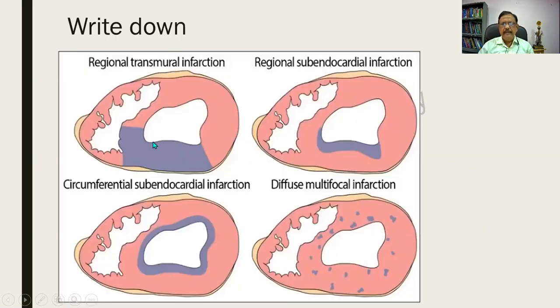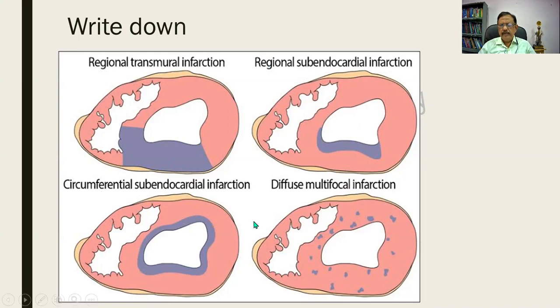So the types that I had mentioned, again I am showing you. You find that it is involving the entire thickness, called a transmural infarct. Limited to one region, I call it regional. Subendocardium, this is the lumen, endocardium. Beneath that, there is an area of infarct. We call it a subendocardial infarct. It is regional in one place. Sometimes the entire ventricle is surrounded by a subendocardial infarct, which is called circumferential.